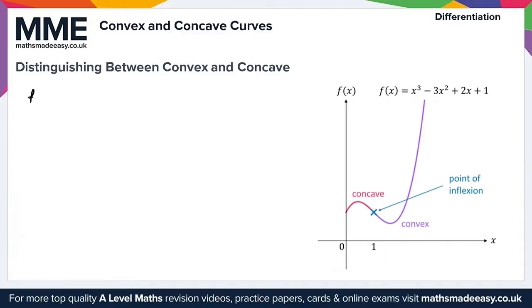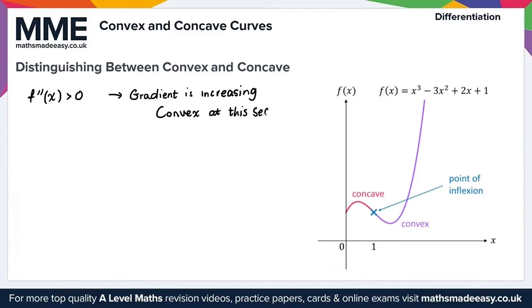So when f double prime of x, the second derivative here, is greater than 0, we have a portion of the graph where the gradient is increasing. In that case, this graph is convex at this section. We can see that from our graph here.